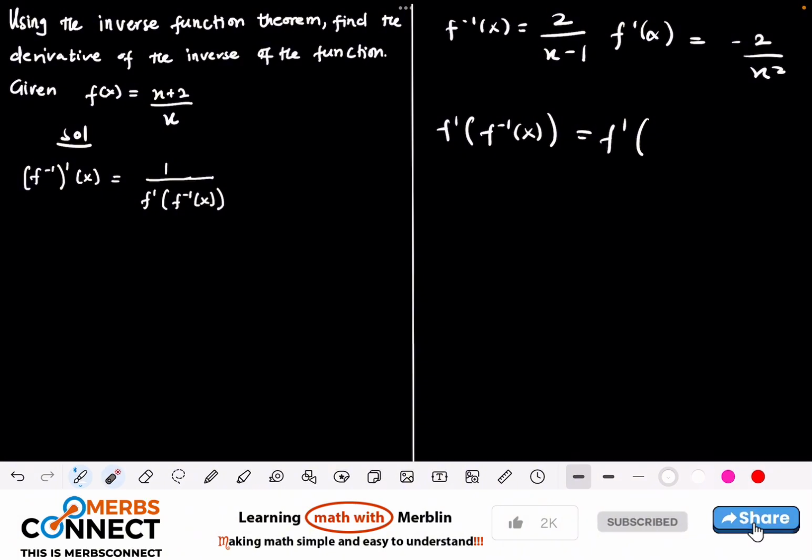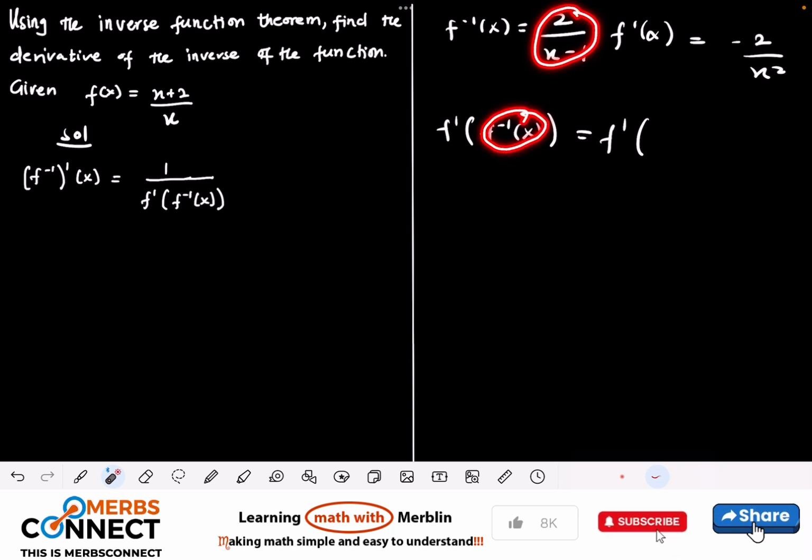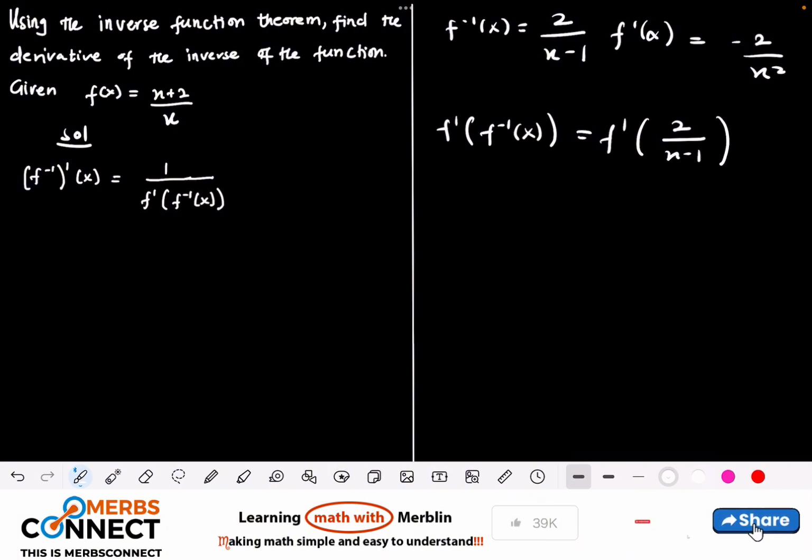Now you ask yourself, what is F inverse of X? F inverse of X is here. So since this one is in, I'll put it here. I'll put this one here. So I'm going to have 2 divided by X minus 1, right? Good. Now, let's see something.